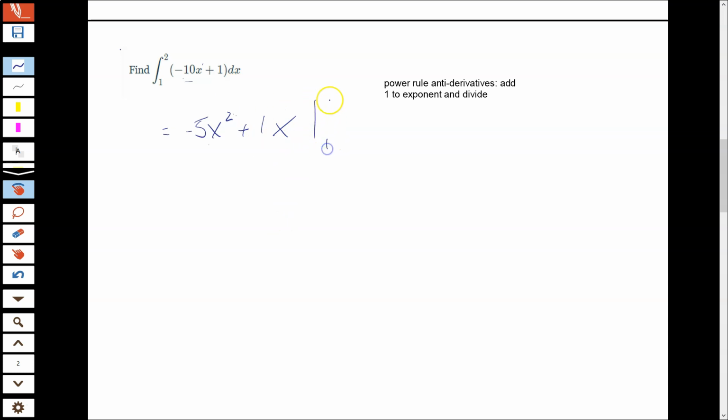I'm going to rewrite my bounds over here, and then I'm going to plug these in. And you've got to be careful with your signs here. So negative 5 times 2 squared plus 1 times 2. And you're going to want to use parentheses, so we're subtracting this whole thing. And then negative 5 times 1 squared plus 1 times 1. Okay, now what do we get?